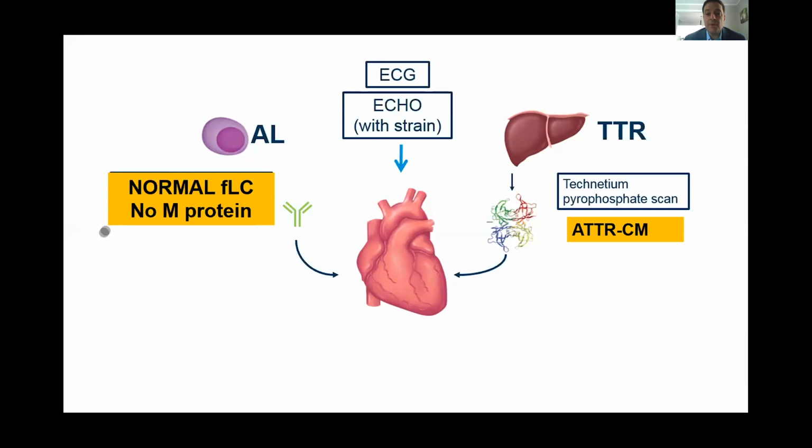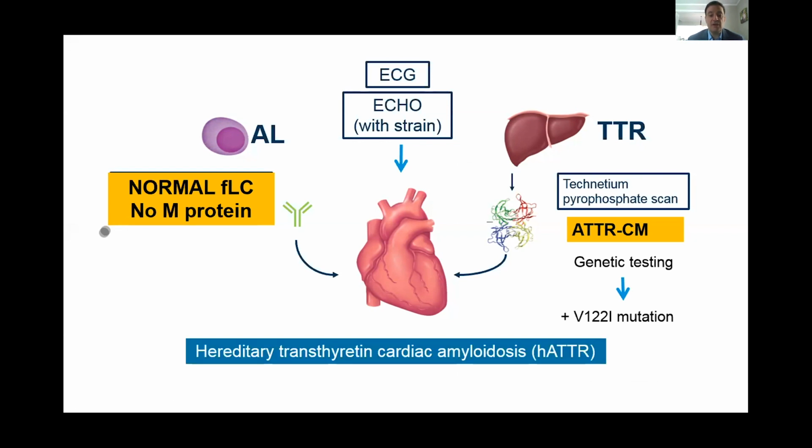So the next step, all of you should be thinking, is genetic testing, and she had the V122I mutation we see in African Americans, and so she was non-invasively diagnosed with hereditary transthyretin cardiac amyloidosis, and unfortunately there was no treatment at that time, and she died within a couple of years. We did, however, offer family genetic testing, and that's a very important point.